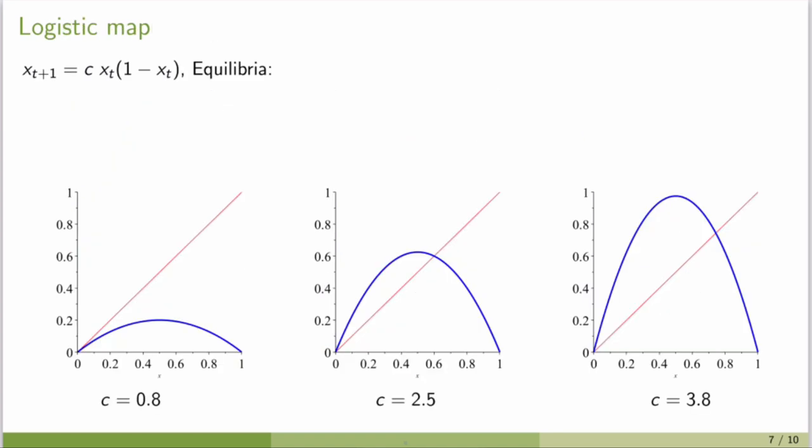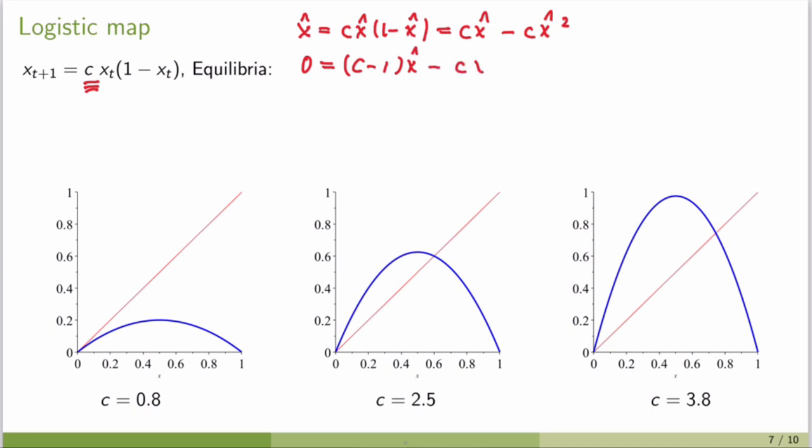Let's study this again for the logistic map, but this time for a general parameter c. So I would like to find the equilibria for a general parameter c now. So the equation I need to solve is x hat equals c x hat times (1 minus x hat). Multiply this out, so we get c x hat minus c x hat squared. Bringing the x hat to the other side of the equation, we get (c minus 1) times x hat minus c x hat squared. Again, multiplying out a common factor of x hat, we get x hat times (c minus 1 minus c x hat). We get a product of two factors which has to be 0, implying that either the first one is 0 or the second one is 0.